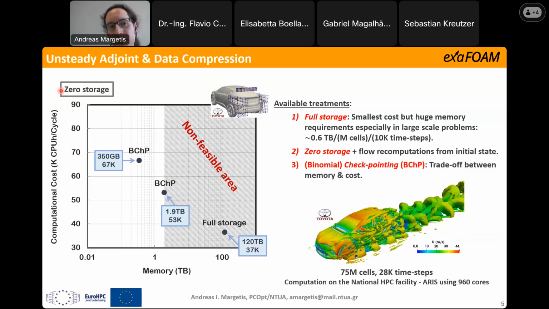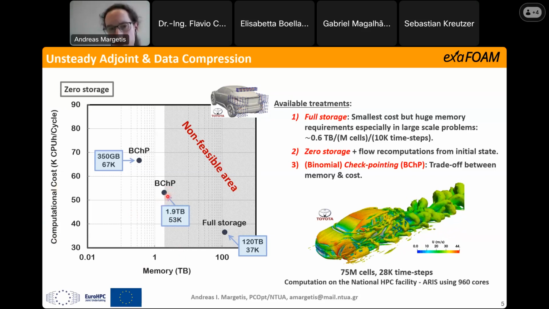On the other end, we have the zero storage policy, combined with repetitive flow recomputation starting always from the initial state, which, as you may understand, comes with a very high computational cost. A viable alternative most people are using is the binomial checkpointing technique, which reduces the memory requirements at the expense of a controllable computational overhead. Practically, what checkpointing does is to trade memory with CPU cost.